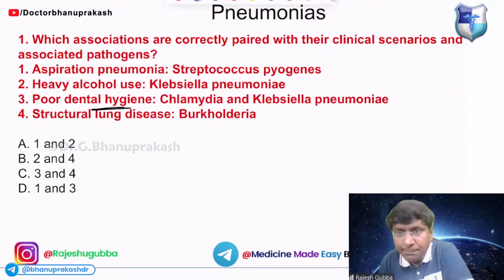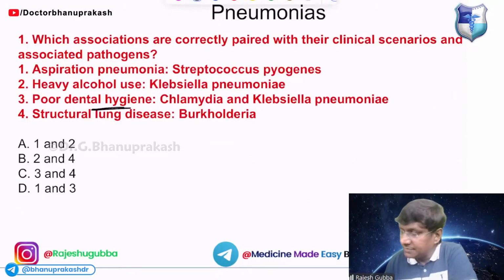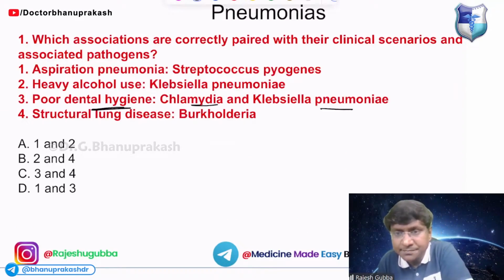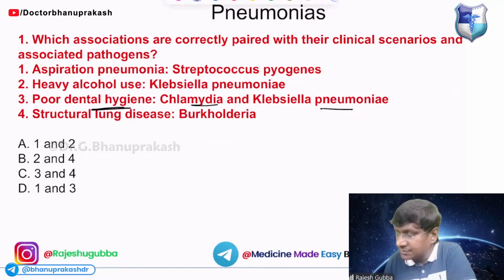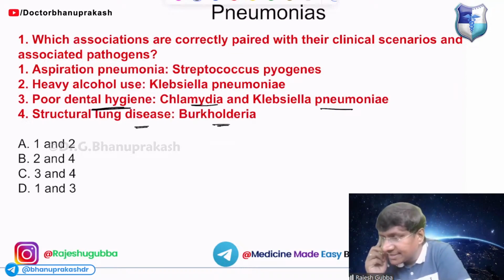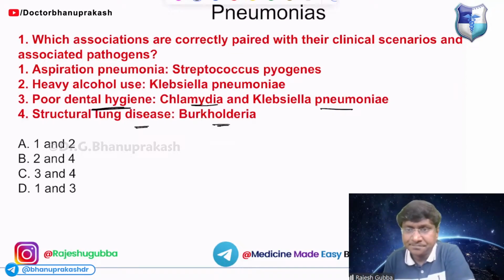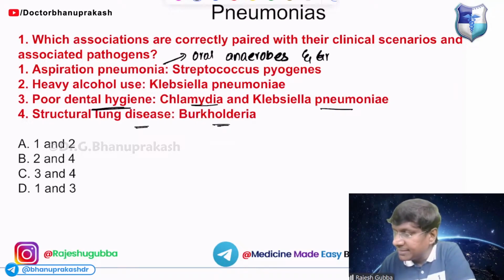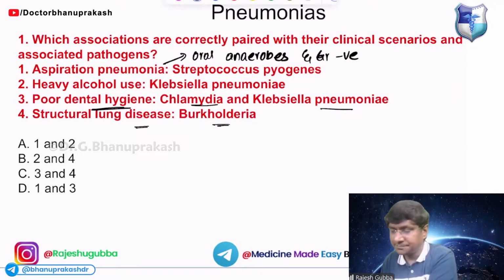Poor dental hygiene is associated with the development of chlamydia as well as Klebsiella pneumonia, right? And structural lung disease is associated with Burkholderia. Whereas you take the other options, aspiration pneumonia. What is the most common organism causing aspiration pneumonia? Aspiration pneumonia is mainly caused by oral anaerobes as well as gram-negative organisms.